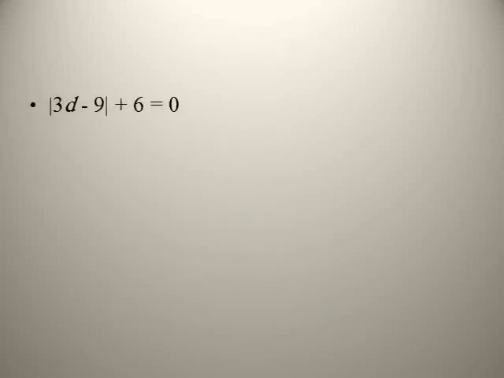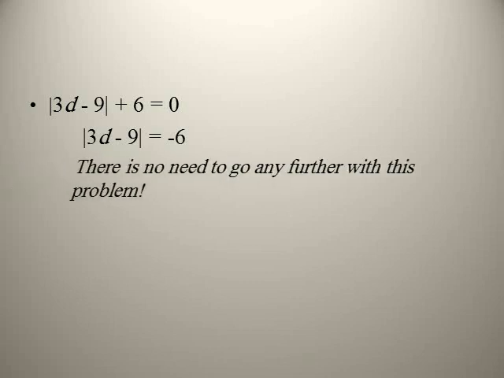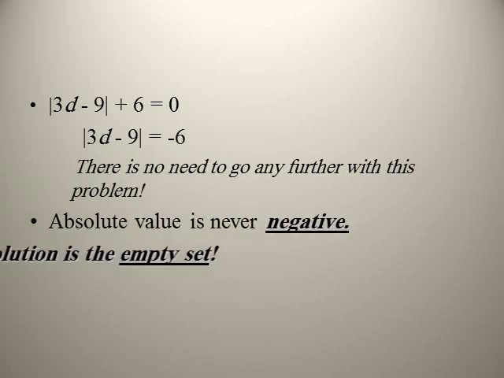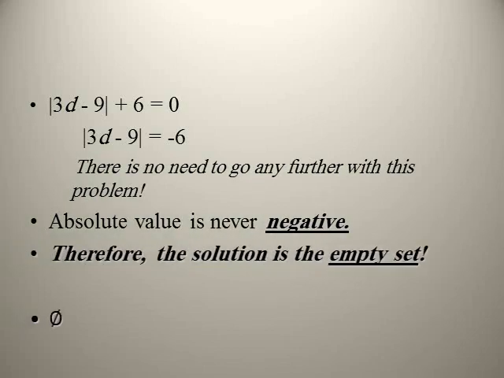3 absolute value of d minus 9, plus 6 equals 0. First find the value of the absolute: absolute value of 3d minus 9 equals negative 6. Finally, the absolute value can never be a negative number, so there is no solution for this equation.